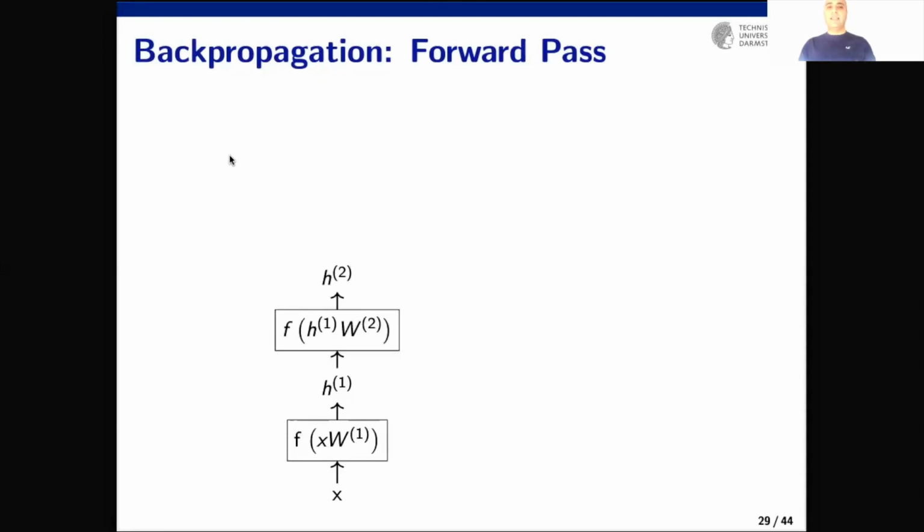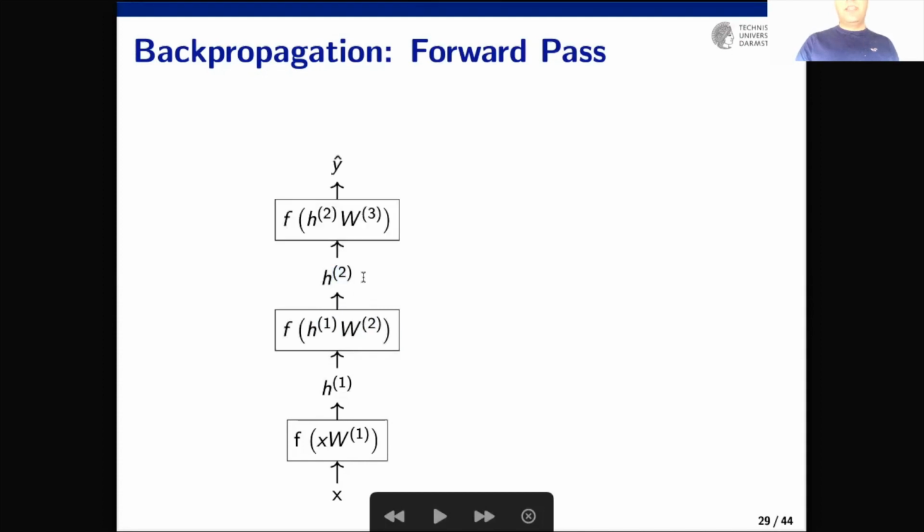Then we use the output of the first layer as the input to the second layer. So we use h1 and we multiply that by weights defined for the second layer, and we use the same activation function and we get h2. And then we use the third layer and we get y hat, the output predicted by our network.